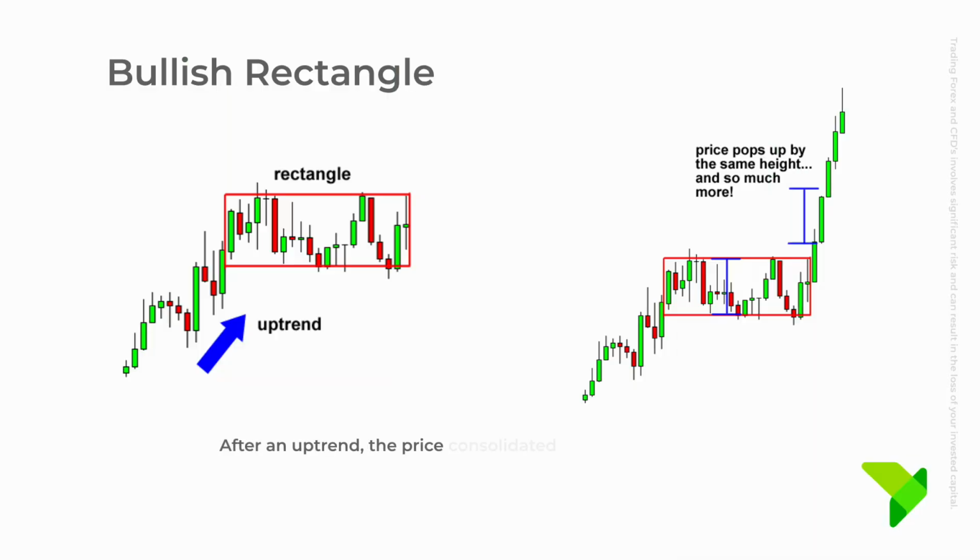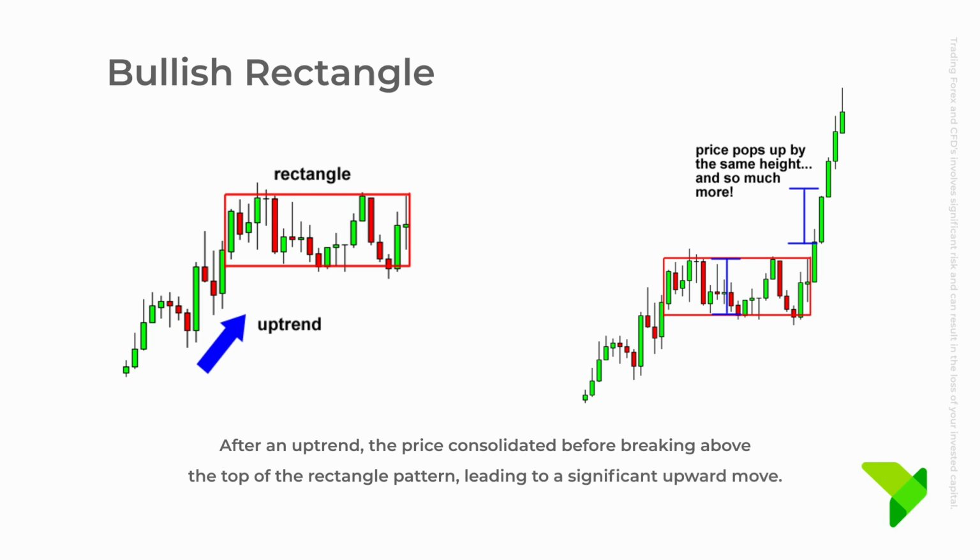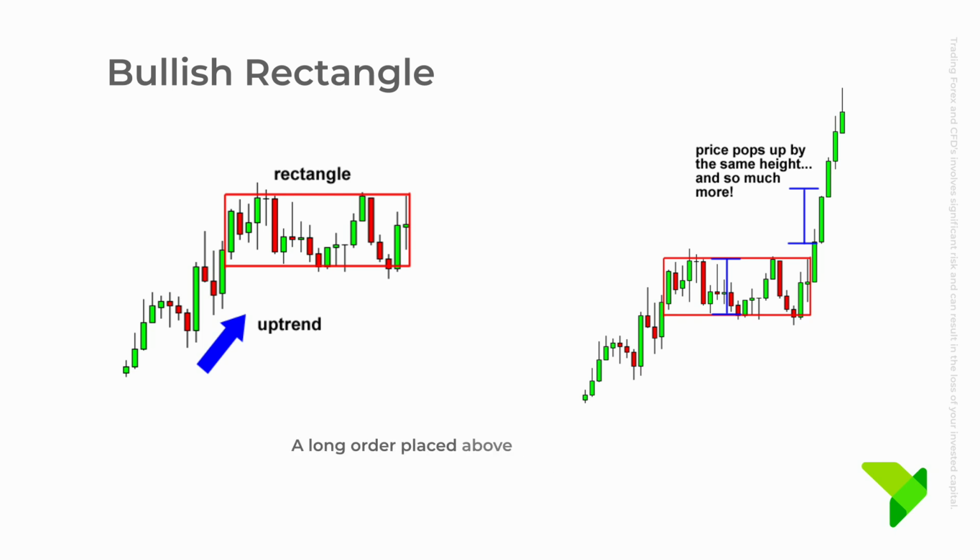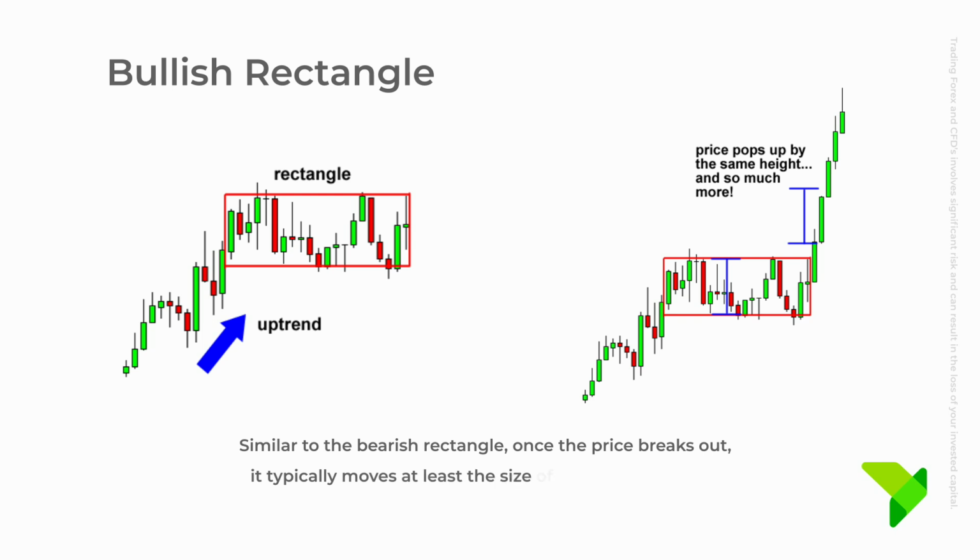After an uptrend, the price consolidated before breaking above the top of the rectangle pattern, leading to a significant upward move. A long order placed above the resistance level would have resulted in a profitable trade. Similar to the bearish rectangle, once the price breaks out, it typically moves at least the size of the previous range.